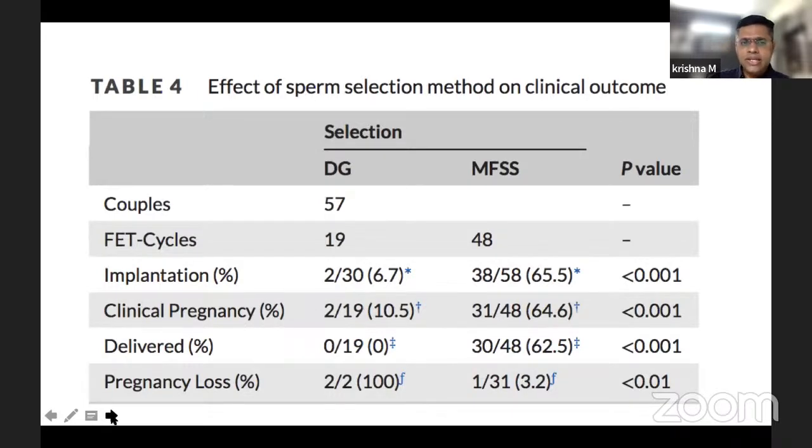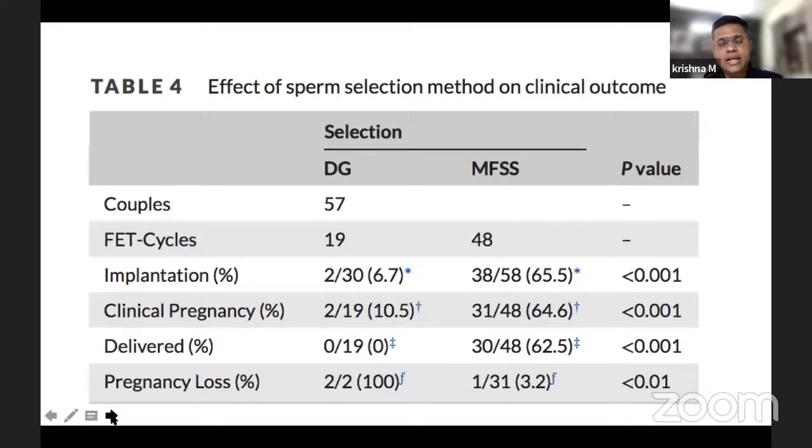So double density gradient, the first cycles were only 19 FET cycles. And if you really look at it, only 2 patients had a clinically viable pregnancy, but these 2 subsequently had pregnancy loss. They did not have a live birth in this group. I think that is what made the author think that probably there could be an issue with the sperm.